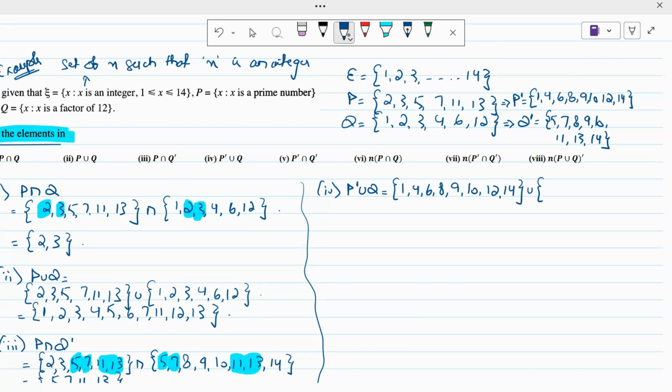Union Q, it's 1, 2, 3, 4, 6, 12. So for their union, you combine the elements. So combining the elements, you'll get 1, 2, 3, 4, not 5, 6, not 7, 8, 9, 10, not 11, 12, and 14.